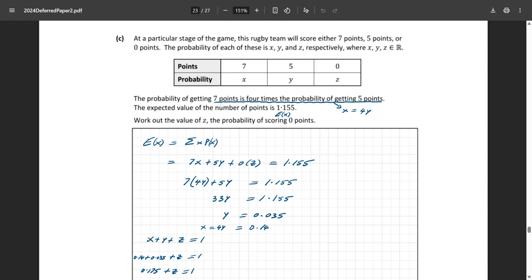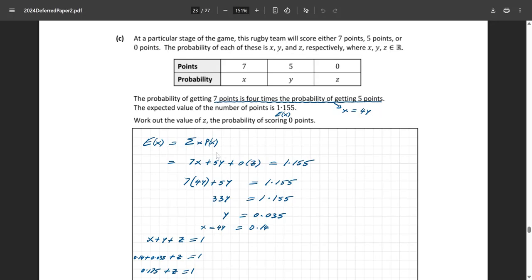Now also something else, convert English to maths here. The probability of getting 7 points is 4 times the probability of getting 5 points. What they're trying to say there is this probability is 4 times this probability. In other words, x is 4y. So all that piece of text there can be converted to simply x equals 4y.